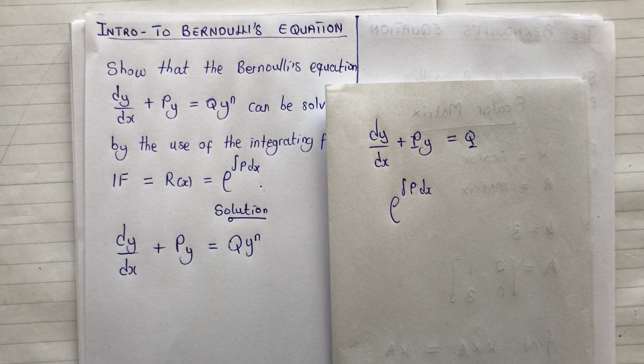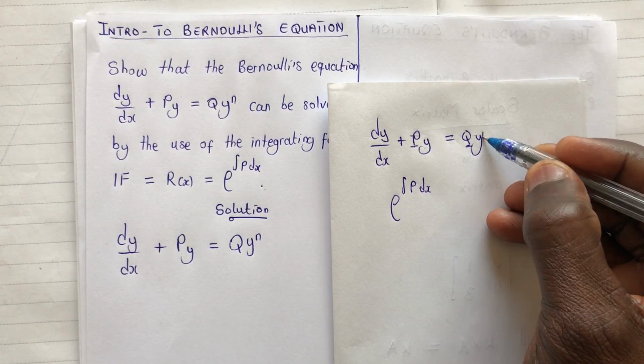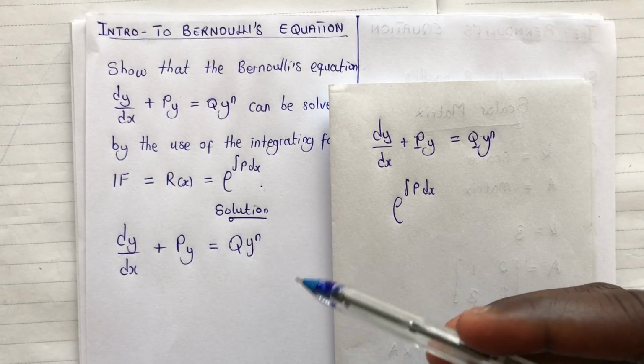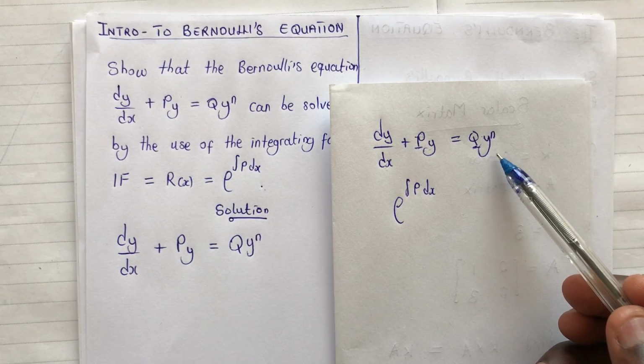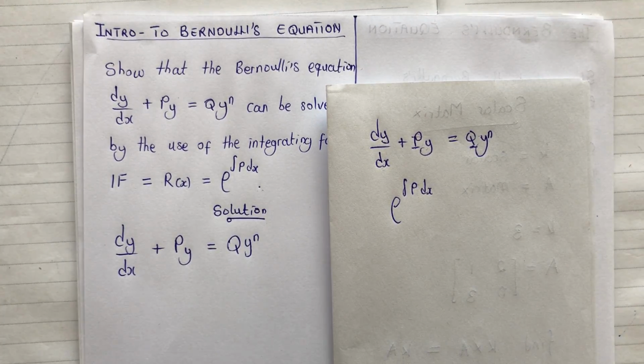Now, Bernoulli's equation is very similar to this one. But the only difference is that the function on the right side of the equation has y to the power n. So when the function on the right hand side is multiplied by the variable y to the power n, where n is greater than 1, then we say this is a Bernoulli's equation.